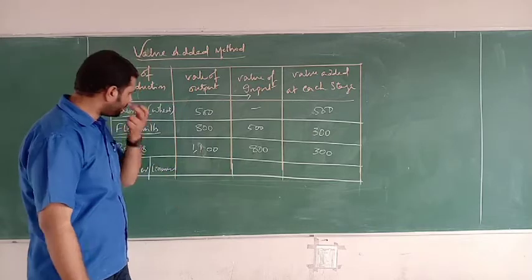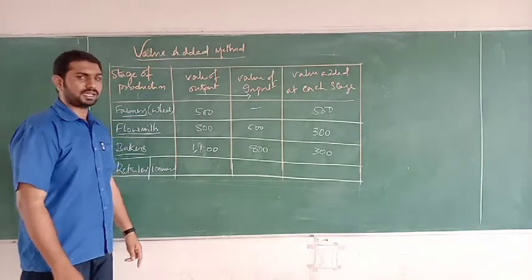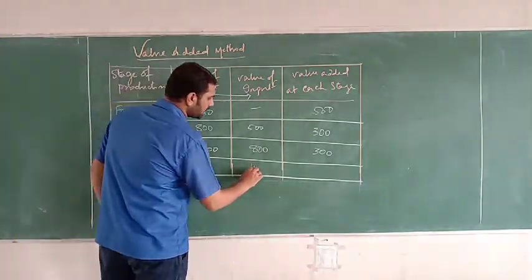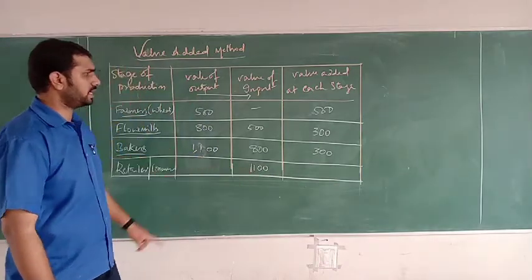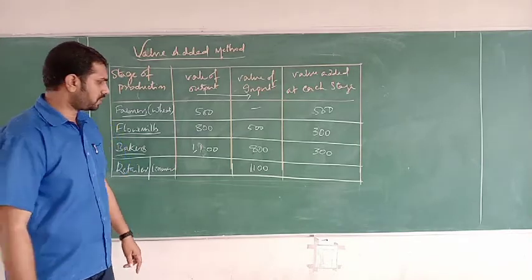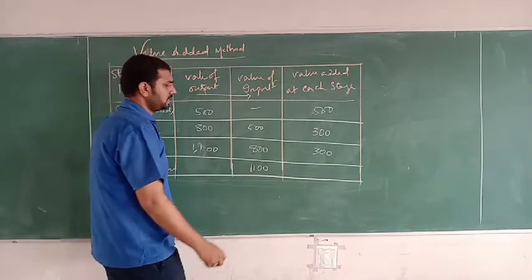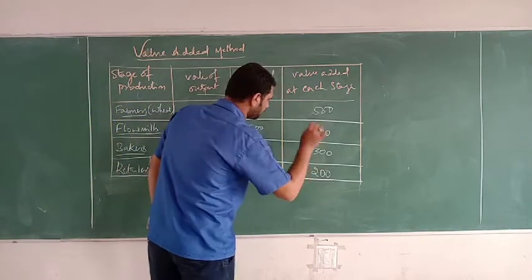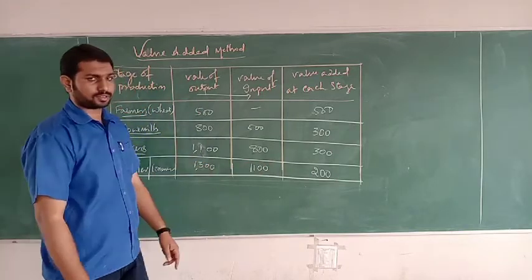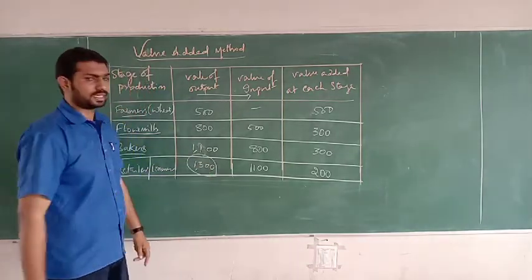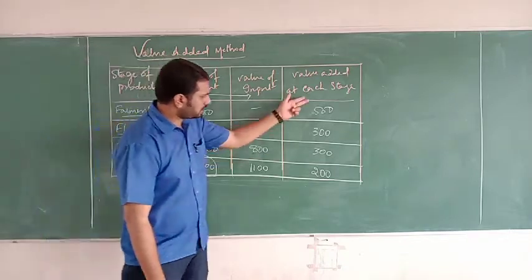When it becomes 300, this 1100, the output of the bakers, again becomes the input for the next stage. At the next stage the input is 1100, and they sell it onward. They add some margin, about 200, and then it is sold for rupees 1300. This is the value finally fixed by the retailers, which goes into the hands of the ultimate consumers. Let's take the total of it.